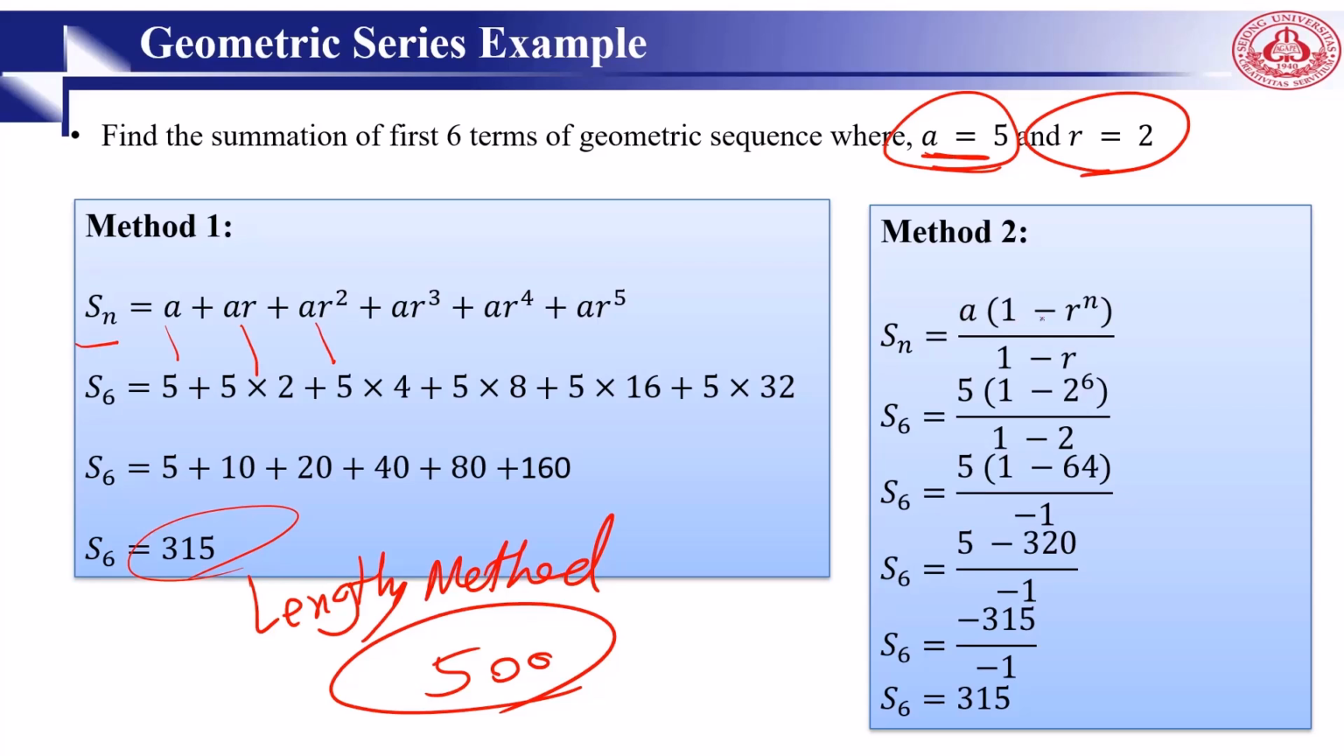Here, Sn equals a times 1 minus r to the power of n divided by 1 minus r. Simply, a is 5, r is 2, right? And n, we want to find the 6th term, right? So simply S6 equals this one, and with simple multiplication, we will come to 315. The advantage of the second one is fixed steps. No matter how many terms you want, simply we can do it. So this one is better.